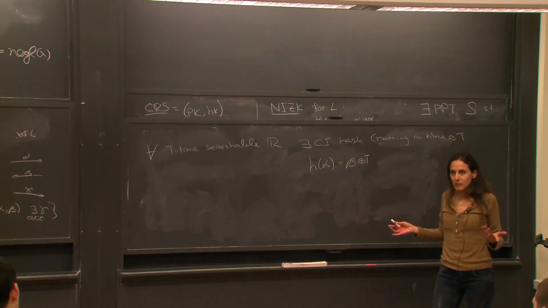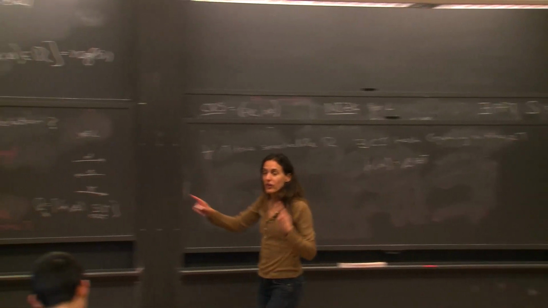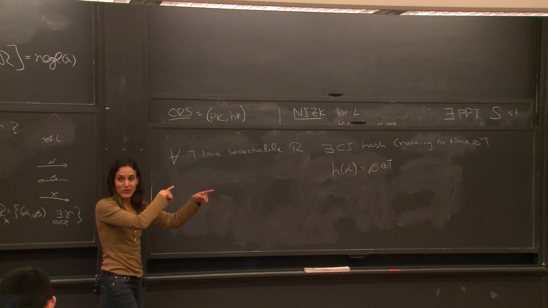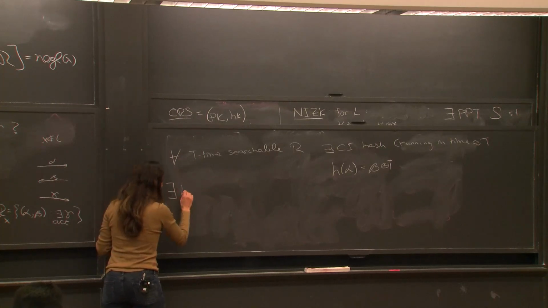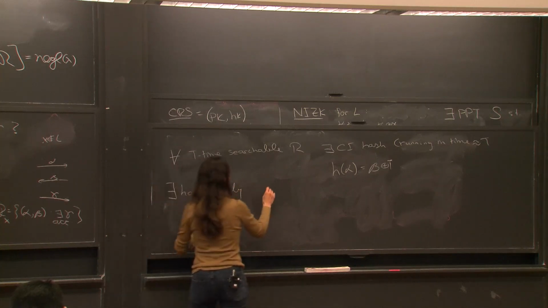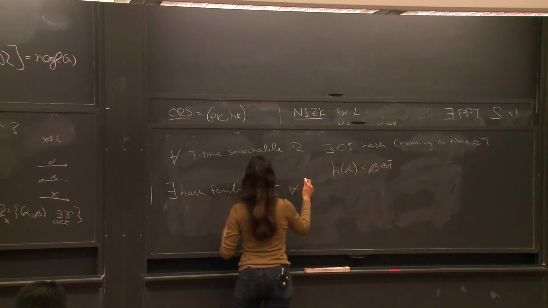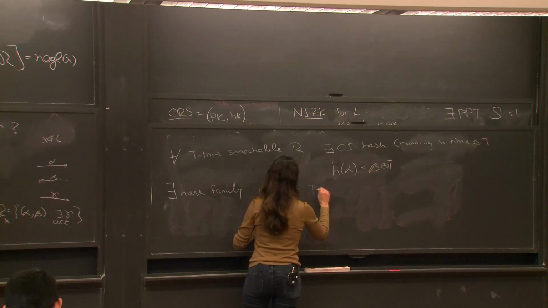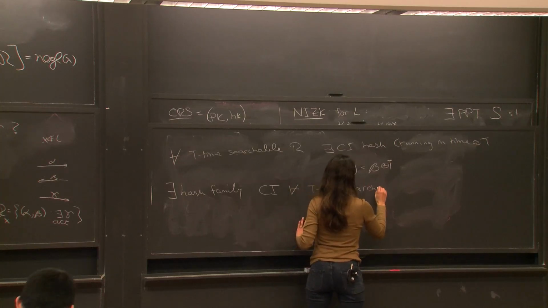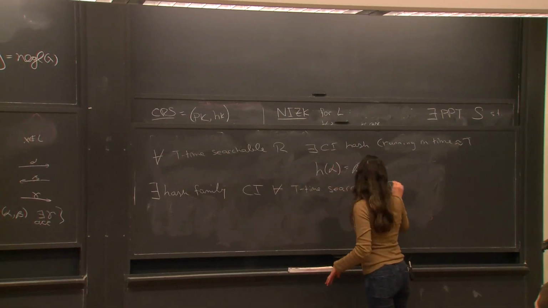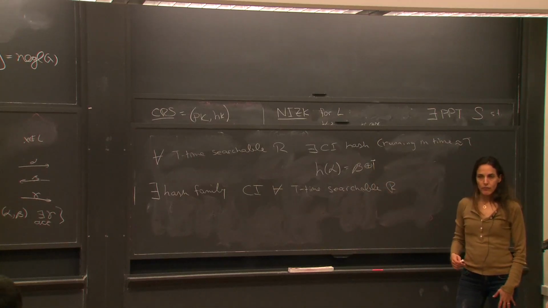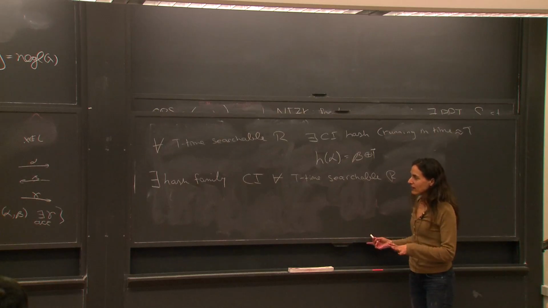That's it. That's easy. But what they show is something much stronger. They show the reverse order of quantifiers. They show that there exists one hash family, and this hash family is correlation intractable for all t time searchable relations. That's the difference. Okay, so that's kind of what I want to end with.